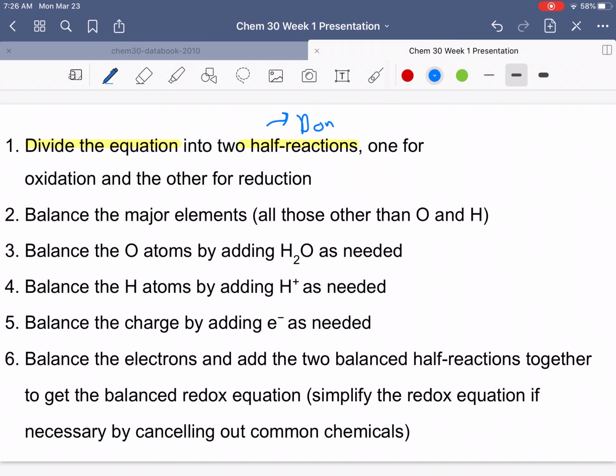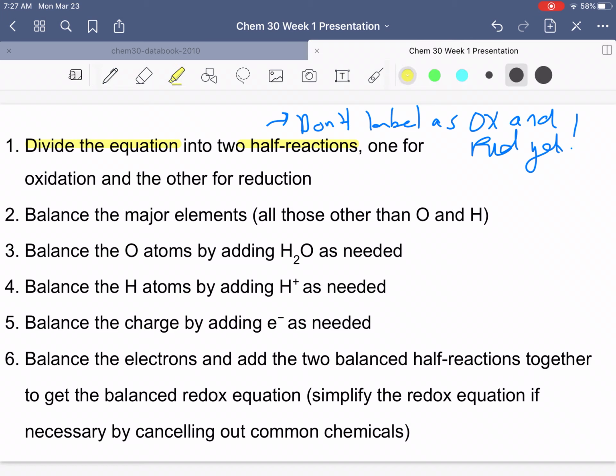So don't label as oxidation and reduction yet. We know that they're going to be oxidation and reduction, we're just not sure which is which at this point. When you balance the major elements, that's your next step, but make sure that you leave out oxygen and hydrogen at this point. Don't touch those.